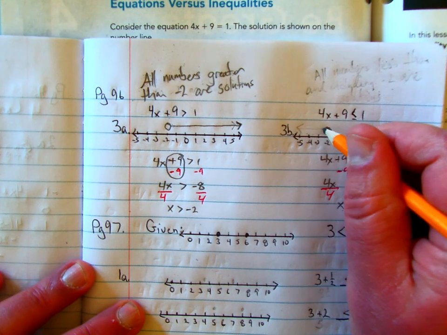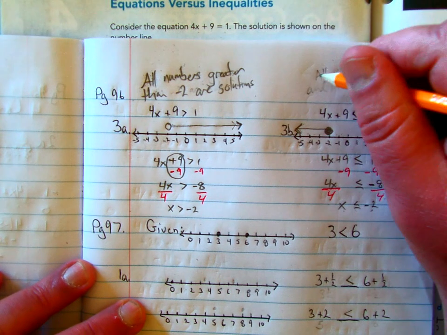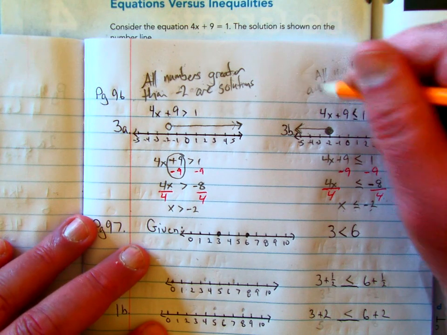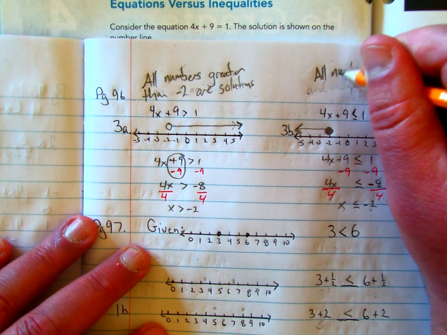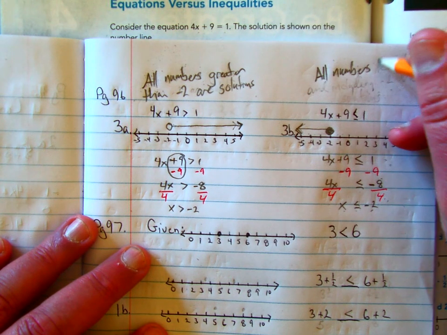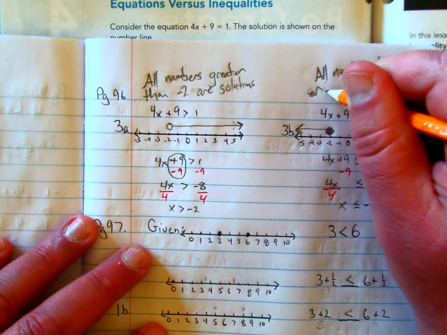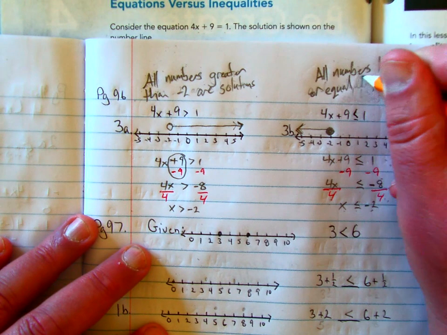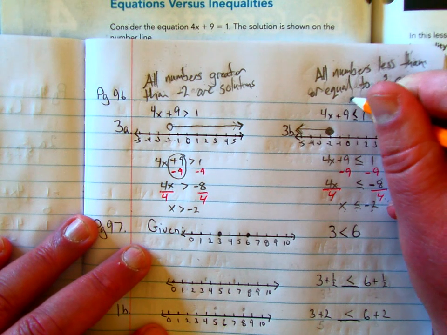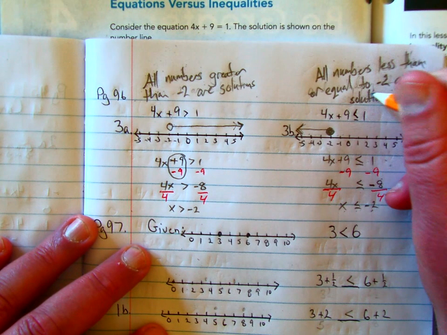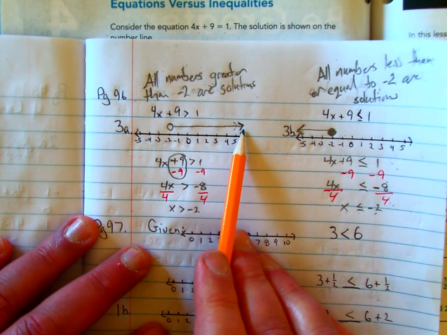And every number smaller is part of the solution. So if it's negative 2 or smaller, it's a solution, part of the solution set to this side. All numbers less than or equal to negative 2 are solutions. So again, we have all numbers because this one has every number bigger than negative 2, and this one has negative 2 and all the numbers smaller than it.